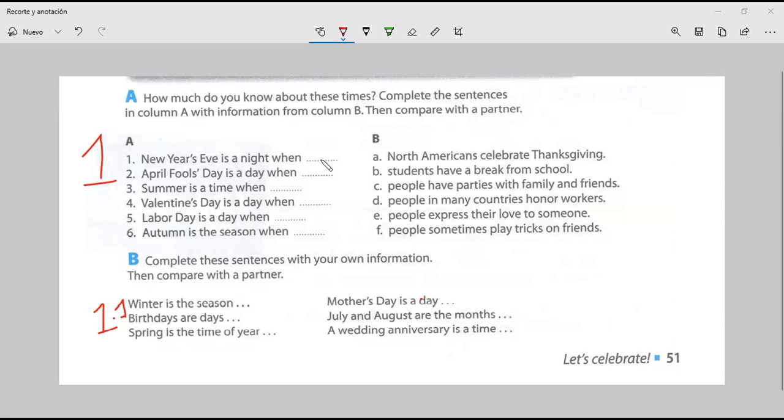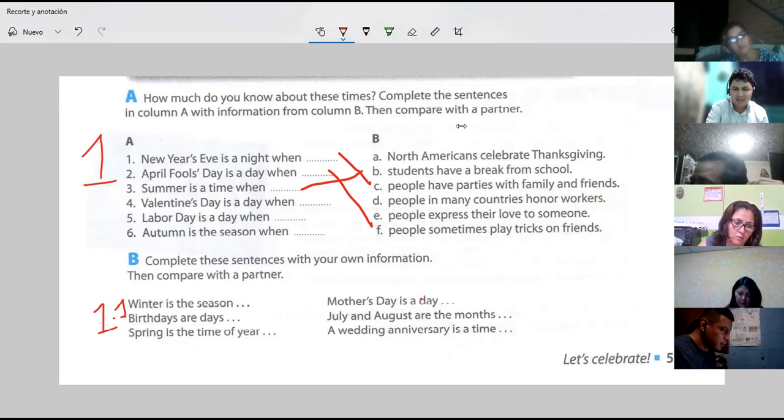Okay. New Year's is a night when people have a party with family and friends. Let's see. Correct. Continue. April Fool's Day is a day when people sometimes play tricks on friends. Yes. Letter F, correct. Continue. Summer is a time when a student has a break from school. That's correct. You know what, Mr. Edwin? Right now it's summer in the United States, and today it is the solstice day. Es el solsticio de verano today. All right, continue.